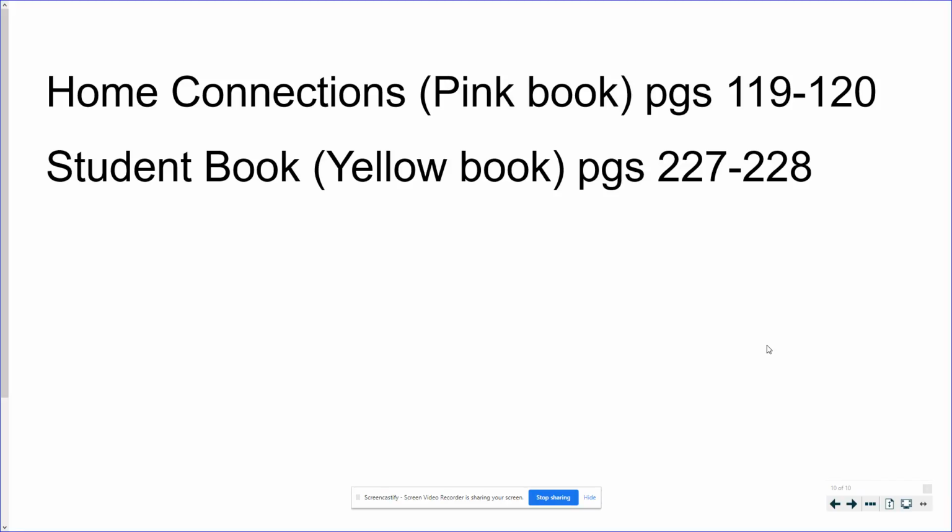One of the last things that you'll be doing on page 120 in your pink book is actually looking at some of the metric units. So it's kilometers, meters, decimeters, and centimeters. That's a little bit of a review from some of our previous units as well. So take your time to solve that.